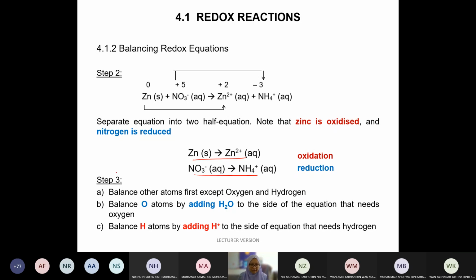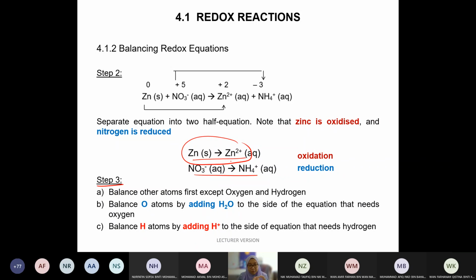Okay, okay, so look at step number 3. Balance other atom first except oxygen and hydrogen. Okay, so you have to balance other atom first except oxygen and hydrogen. For example, let's look at the zinc. Okay, so kita kena consider the number of atom on left hand side dengan product side. That is what orang kata basic untuk nak balance the equation. Kita kena make sure dia balance dulu. Okay, ini dah balance, it's not a problem. Because dia satu zinc dekat kiri, satu zinc dekat kanan.